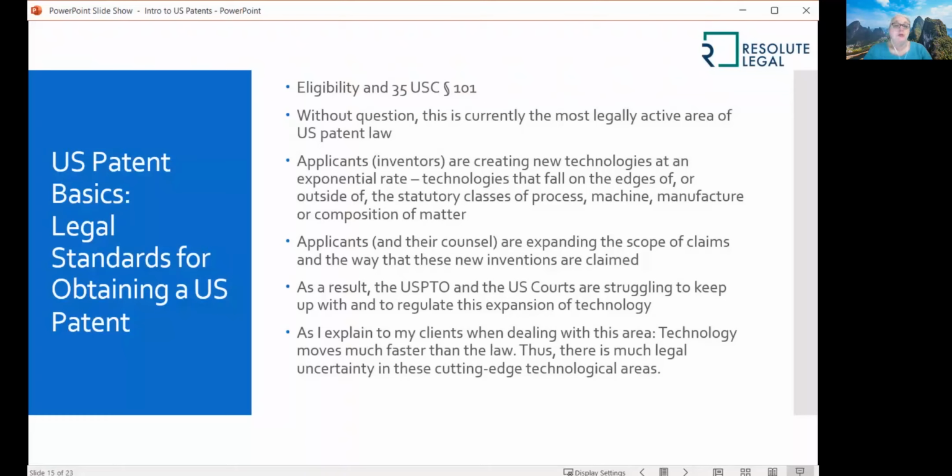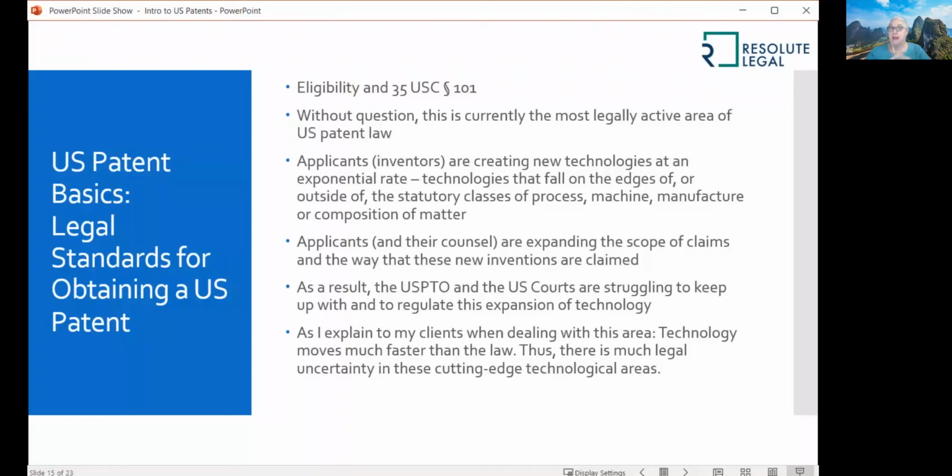Nanotechnologies, where do they fit? Computer software, where does that fit? Artificial intelligence, where does that fit? We don't really know because these technologies did not exist many years ago when the system and these classes were codified into our laws. And so technology is moving beyond what the US laws describe at the moment. And there's lots of legal argument about whether or not something is fundamentally eligible to receive patent protection in the United States. The patent office and the US courts are struggling to keep up with this expansion of technology right now.